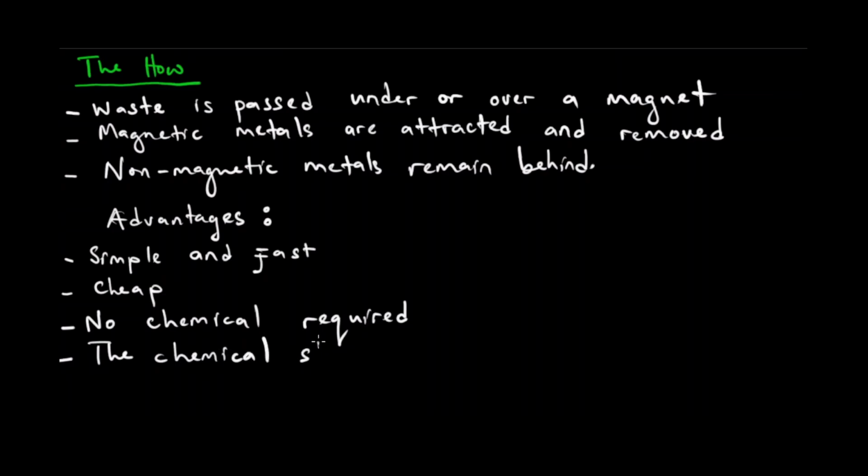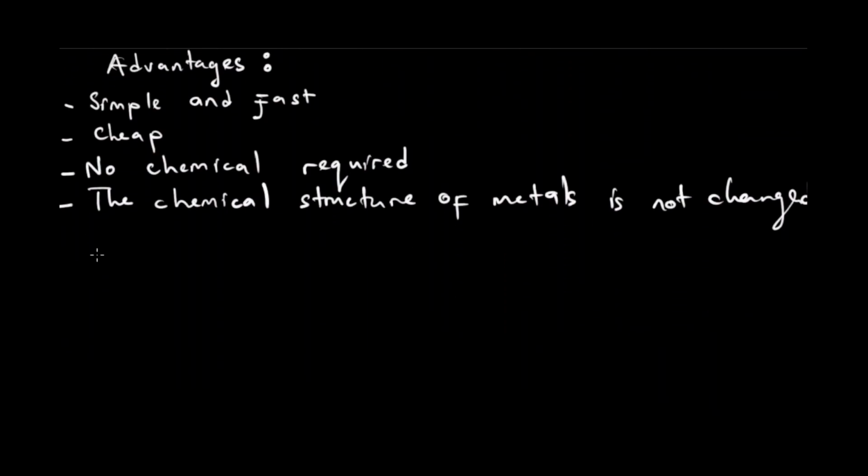So the chemical structure of metals is not changed. That's also important. We are concerned with the chemical structure of metals, and we always comment about it. Then let us talk about disadvantages, which can also be called limitations. So these lists are not exhaustive. You have to do further research.